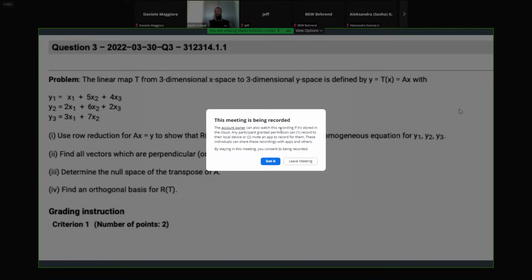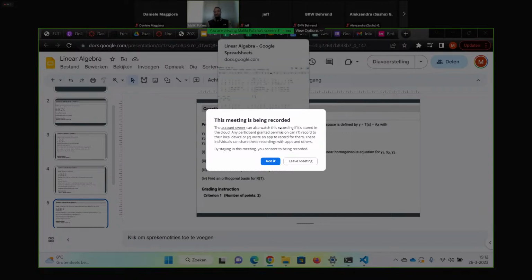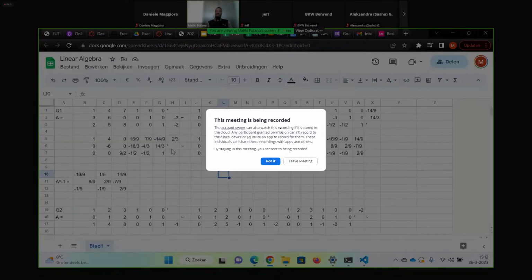So we have to reduce it until we have a homogeneous equation of y1, y2, and y3, and then you can determine which is dependent on which, but that's not important now. The most important thing is that we make sure that in the last row, we have 3 zeros, and we have our system of equation with the 3 y's.